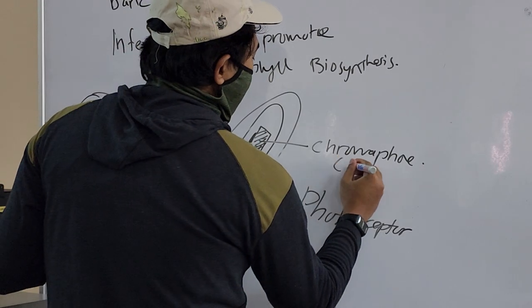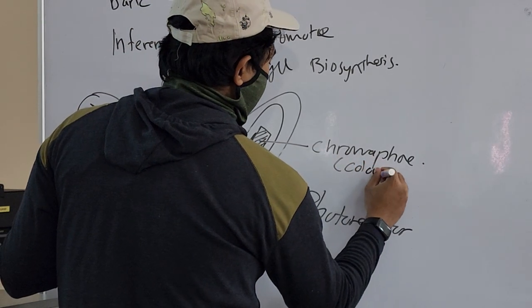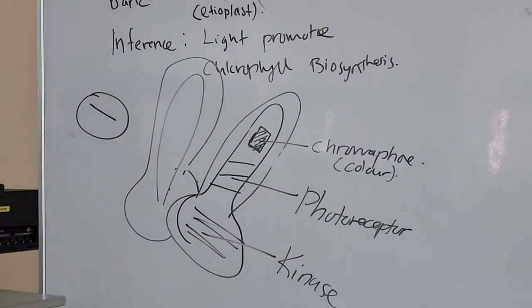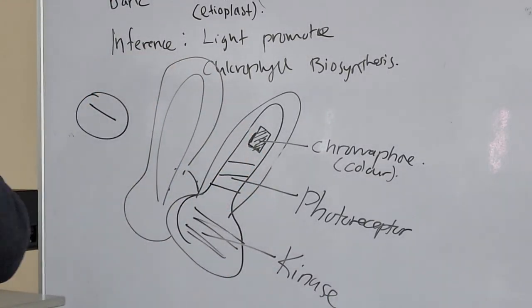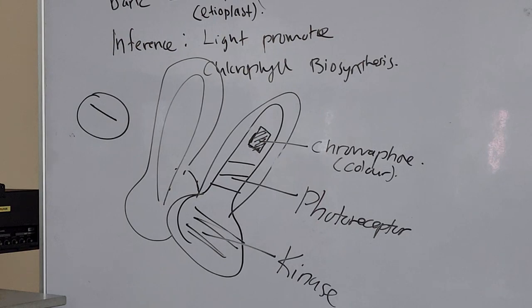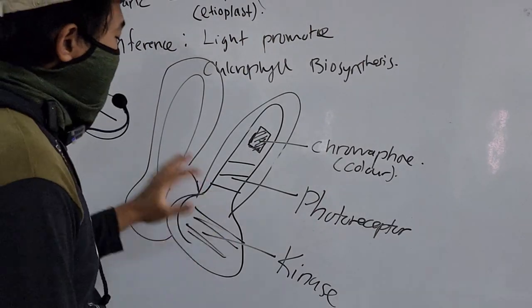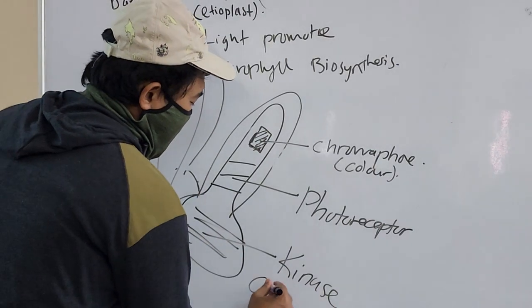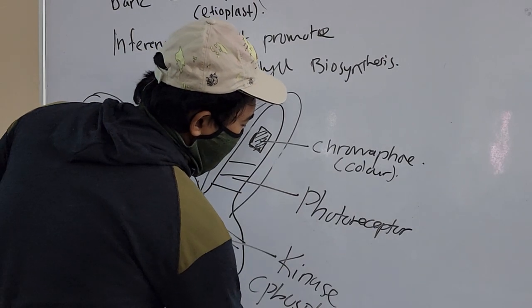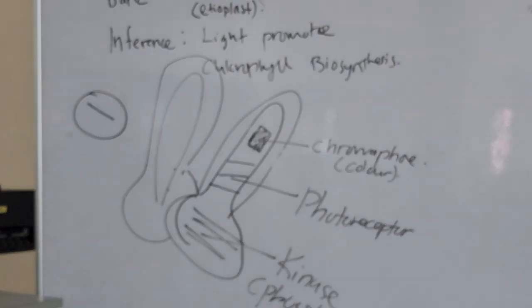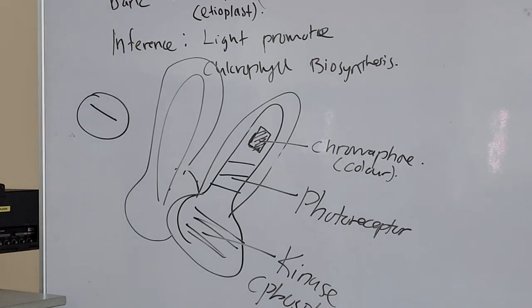The chromophore is the part that gives the color to this pigment. Like the beta carotene in your eyes, what is the color of carotene? Orange, right? That orange is due to the chromophore. The photoreceptor is the part that actually receives the light signals from the environment. And the kinase is the part that does phosphorylation. Do you still remember what phosphorylation means? I know it has been like 3 weeks since we last talked about this. Adding of phosphate groups to other substances.